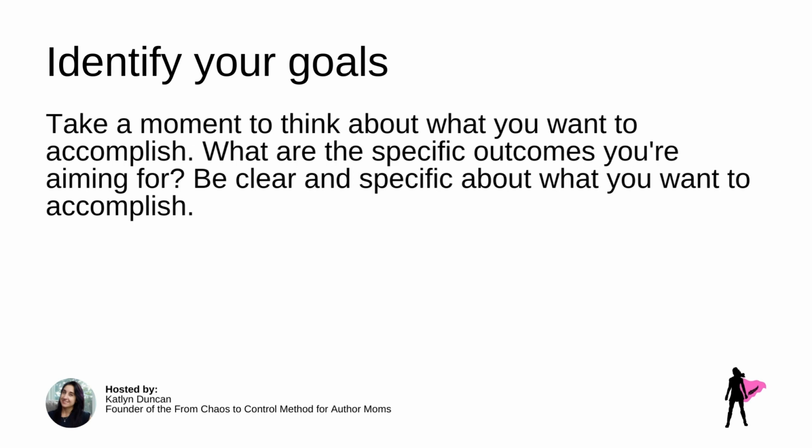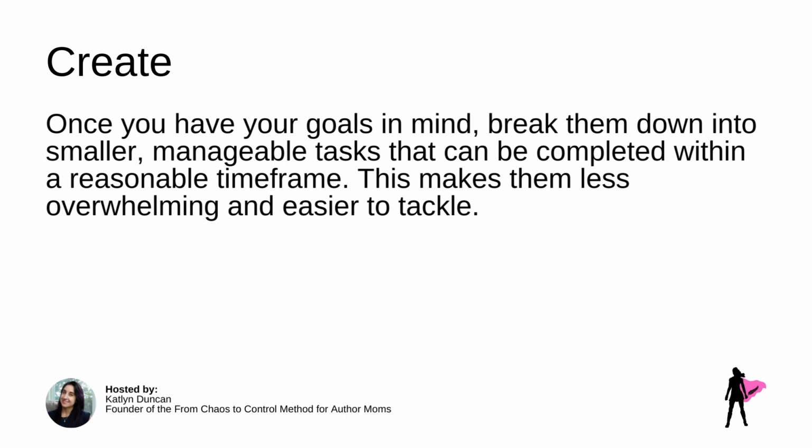So take a moment to think about what you want to accomplish. What are the specific outcomes you're aiming for? Be clear and specific about what you want to accomplish. Now, once you have your goals in mind, you want to break them down into smaller, manageable tasks that can be completed within a reasonable time frame. This makes them less overwhelming and easier to tackle.